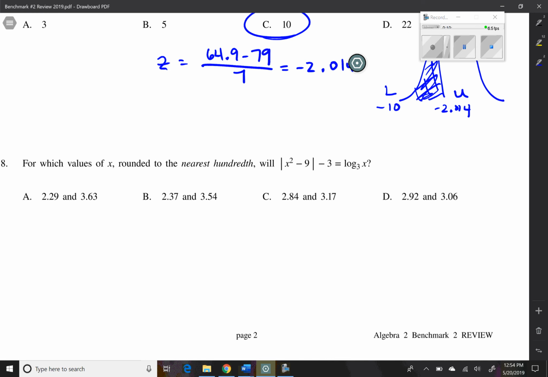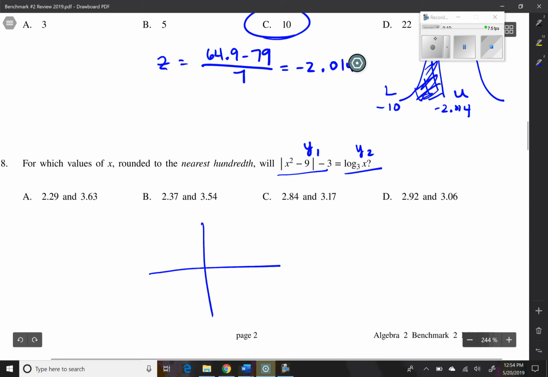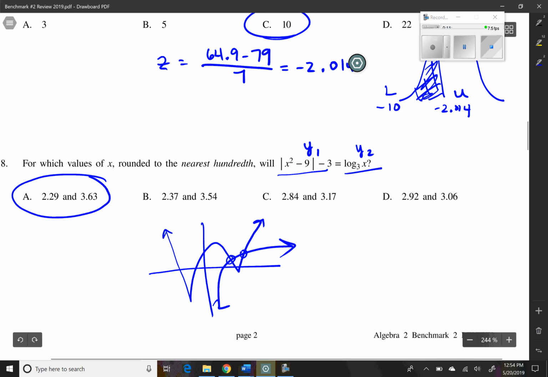Number 8 is a really easy question if you know how to use the calculator. We have y1 and we have y2. Plug in y1, plug in y2, and see where they intersect. You're going to get a nice log graph that looks like this, and you're going to get this crazy looking graph that looks something like this. They're going to intersect twice at these 2 points. Remember, use the intersect button in your calculator. Okay?